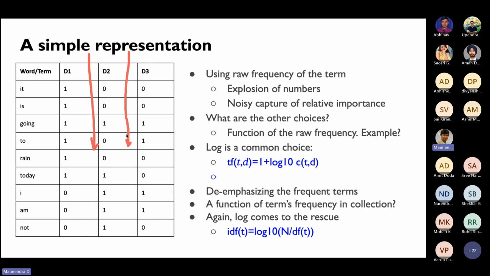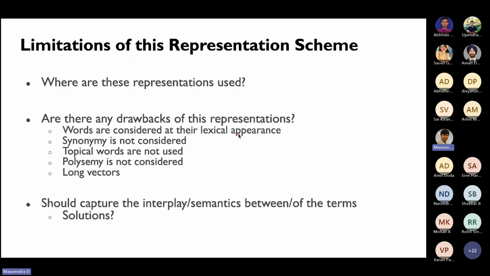Okay, so the points that you all have mentioned, those are actually captured in the next one. Words are considered as their lexical appearance, which means that synonymy is not considered. Then topical words are not used. Say light, bulb, auto, car. They are related, but in this representation, again, they become different axes.